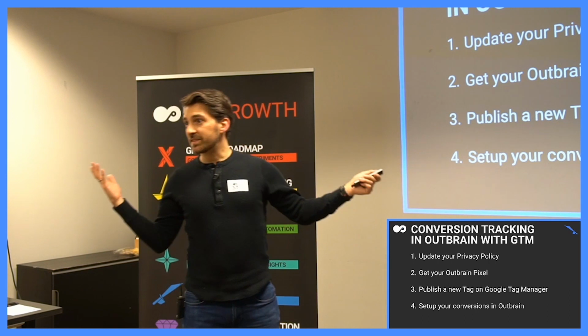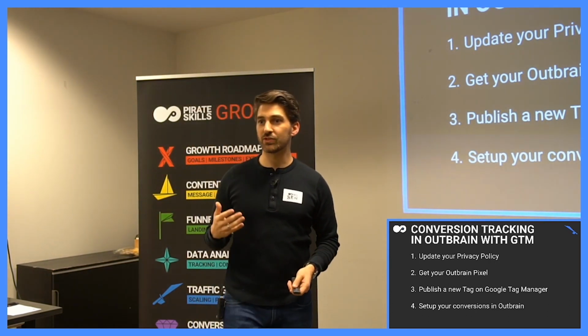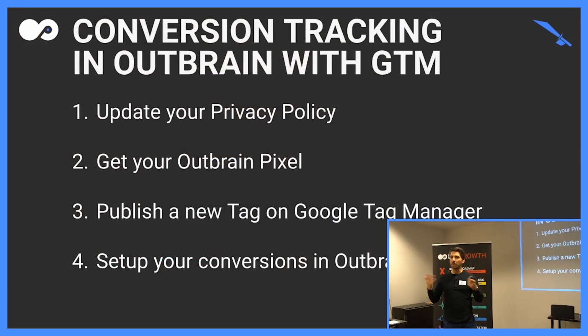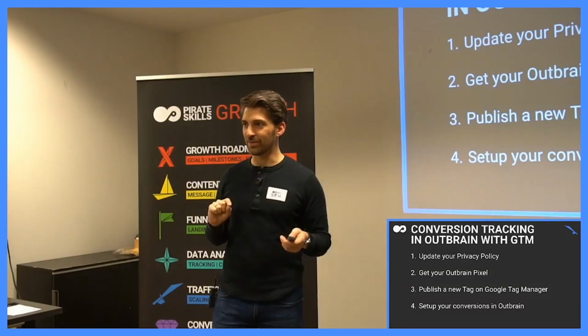You need to update your privacy policy. So this is a new pixel on your website, so you should add a little bit. I'll show you my snippet, and you can modify it to your needs. And you need to get the Outbrain pixel. You need to publish the new tag with Google Tag Manager. That is usually the easiest way to do it. And then you need to set up the conversions in Outbrain. I'll take you through those steps now, okay?